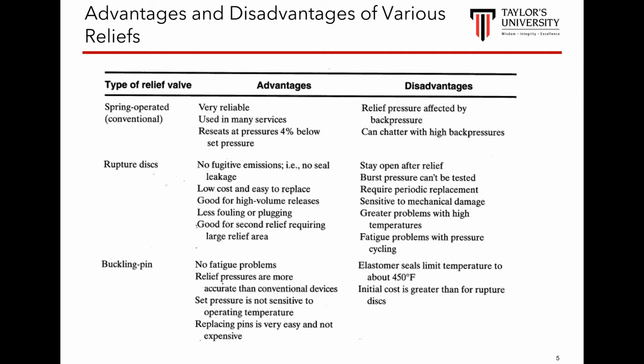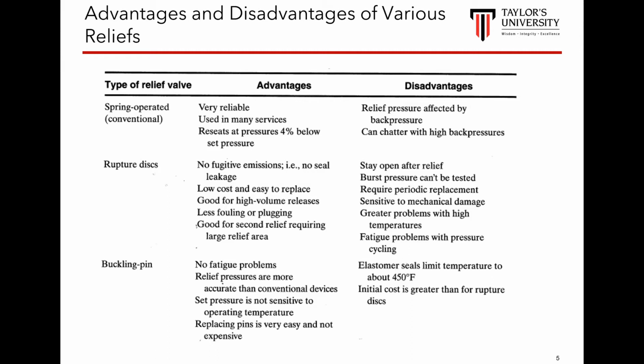But there are also disadvantages of the spring-loaded valve. One is that it is affected by back pressure, meaning the moment you have a back pressure, your spring may be dislocated, and it can also chatter with high back pressures. Another disadvantage is that compared to other relief systems, spring-operated valves are mostly more expensive. Rupture disc, in other words, one thing good about it is that it is very cheap. It's low cost, easy to replace, good for high volume release, and it doesn't have any fouling or plugging. And it's also good for a second relief when you need it for a large area relief.